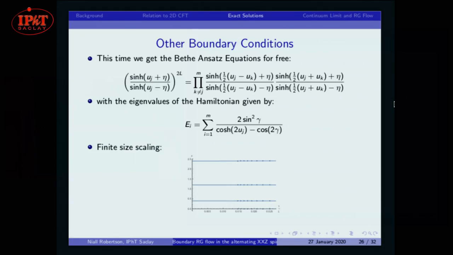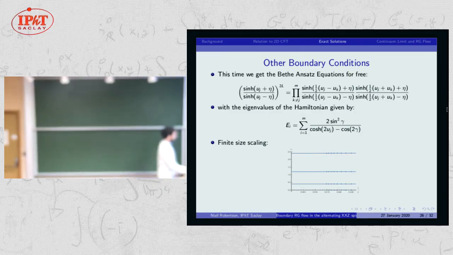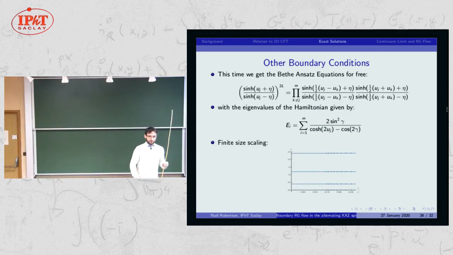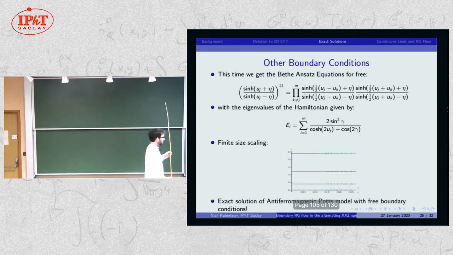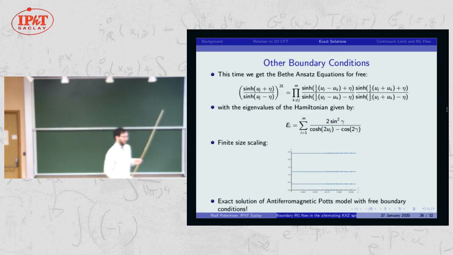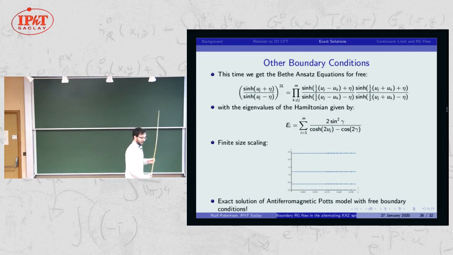The interesting thing is, though, when we look carefully at what these numbers are, they are exactly what we would expect from looking at the anti-ferromagnetic Potts model with free boundary conditions, which until now we didn't have an exact solution for. So we've kind of stumbled into some Bethe-Ansatz equations that give us the anti-ferromagnetic Potts model with free open boundary conditions.